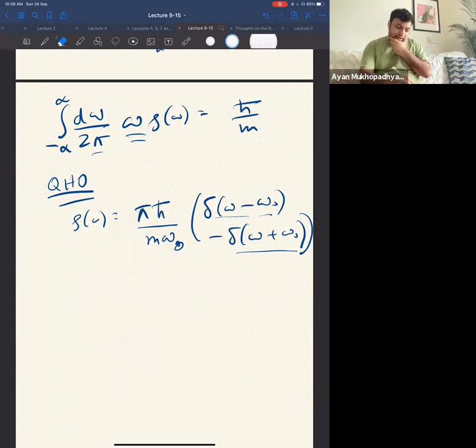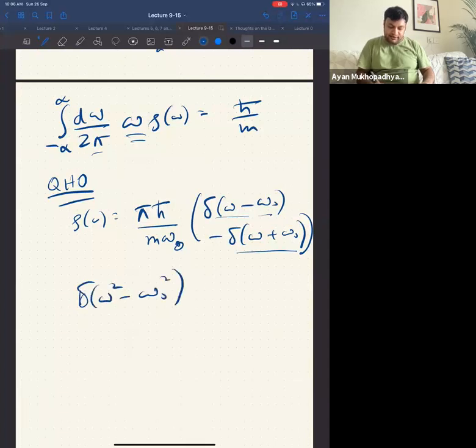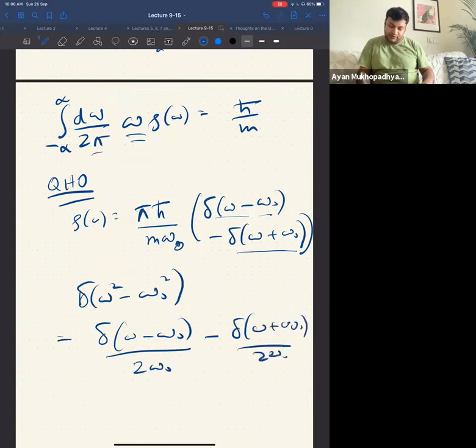Now, if you go to the relativistic invariant case, then omega naught is, okay, I can write this in a better way. So you see that delta of omega squared minus omega naught squared can be written as delta of omega minus omega naught, divided by 2 omega naught, minus delta of omega plus omega naught, divided by 2 omega naught.